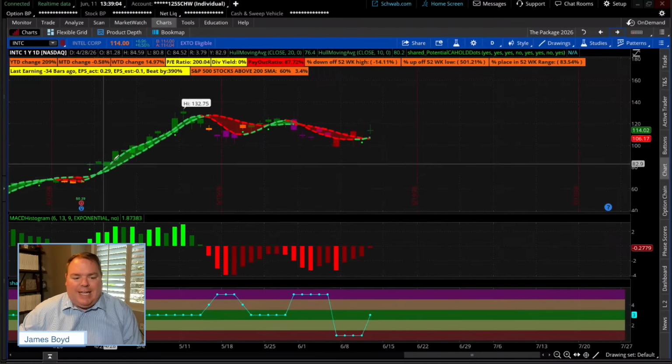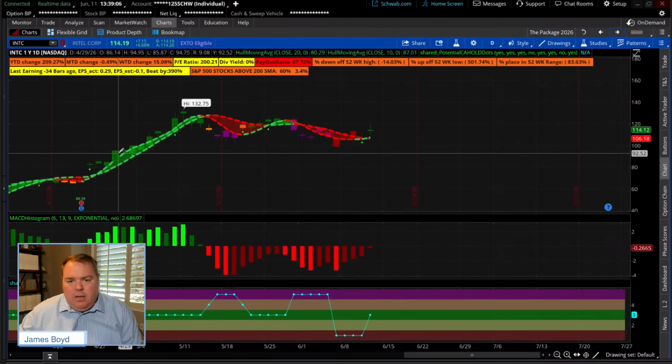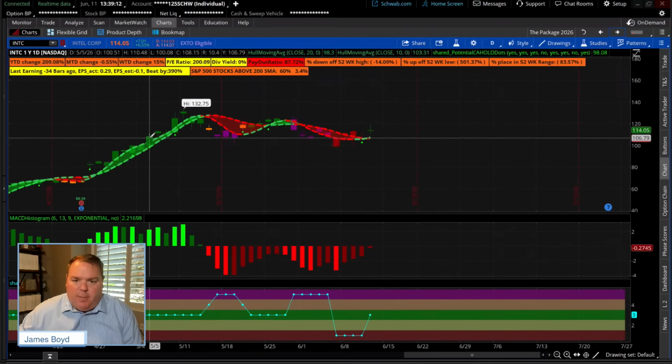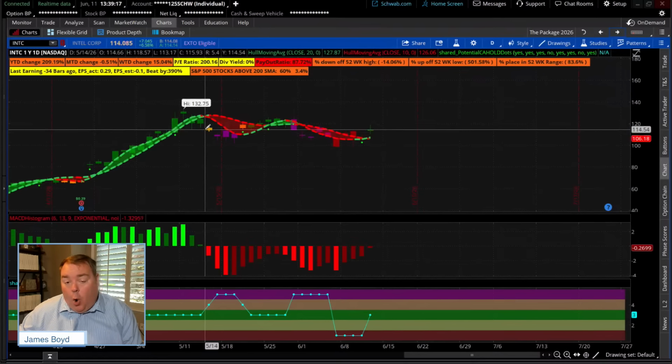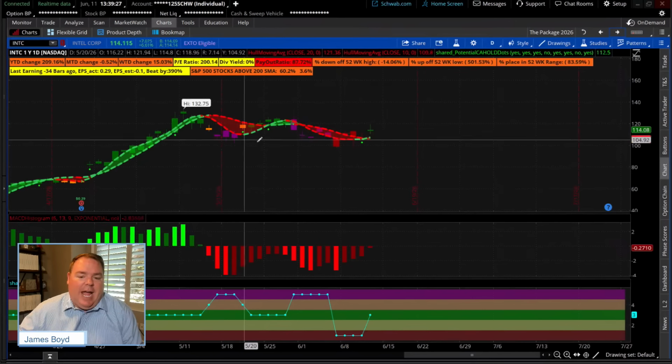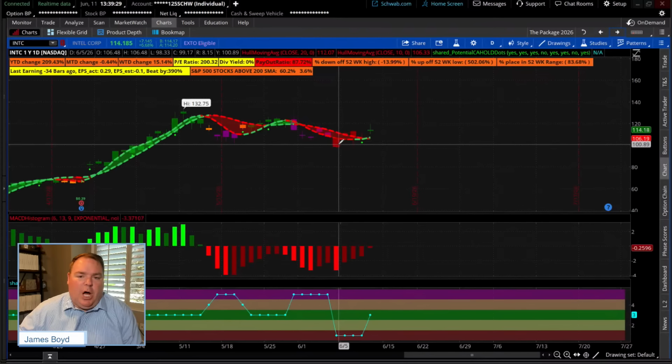The color of the candles depict what type of trend we're in at this moment in time. So when we see green colored candles, that just means the price is above both moving averages. If we see the orange color candles, price fell down below, price is up near an area of resistance. Purple, price is down below the shorter term moving average. And red, price is below both moving averages. So it's the severity of the pullback.